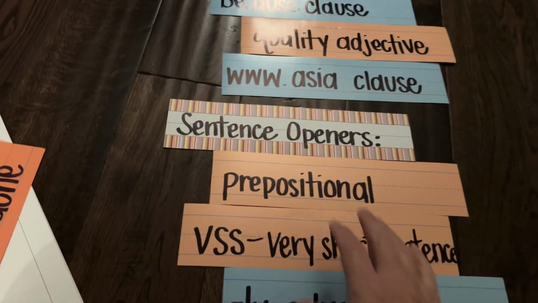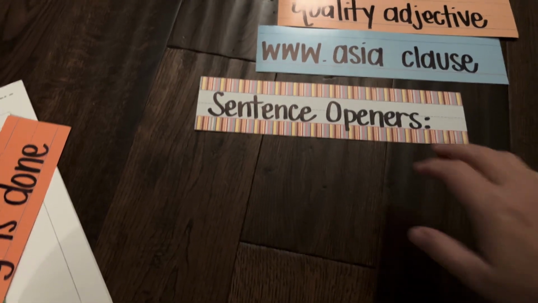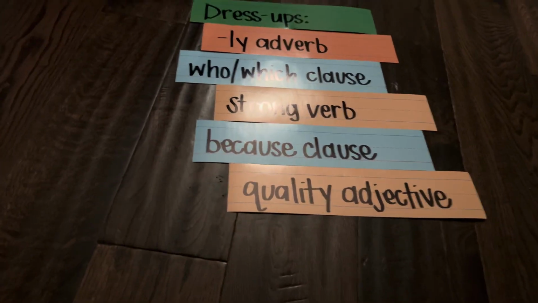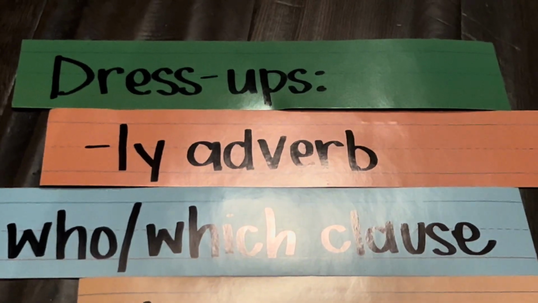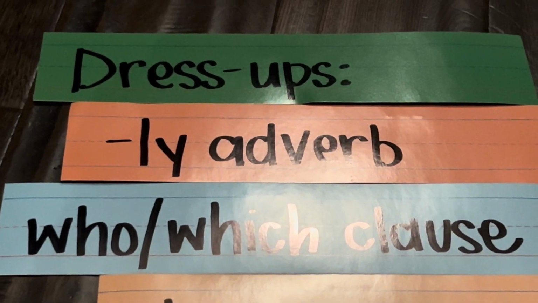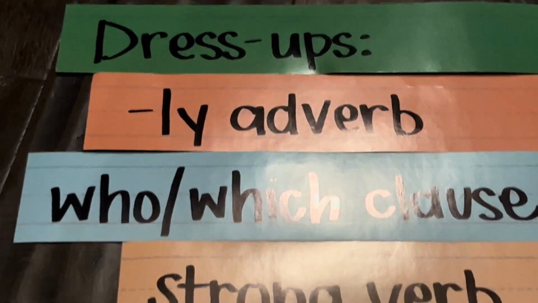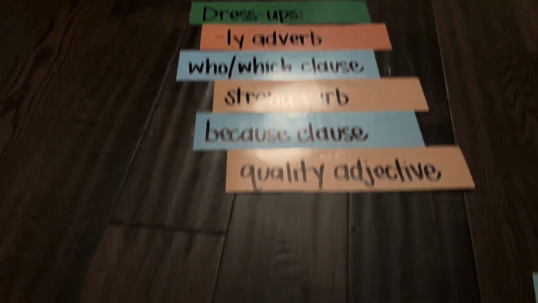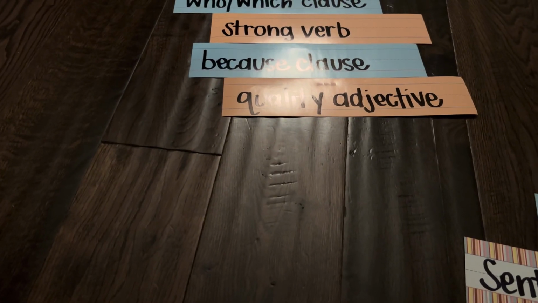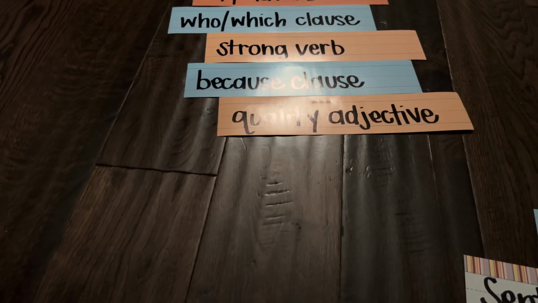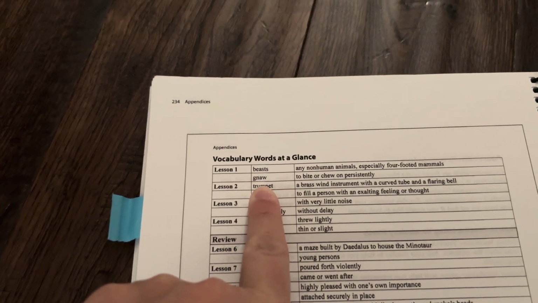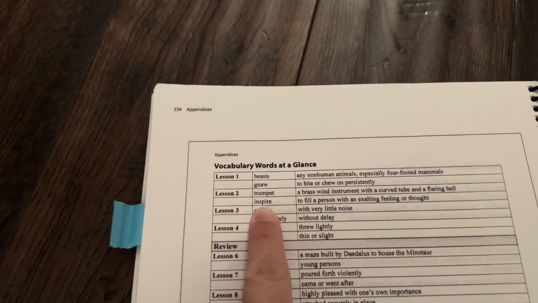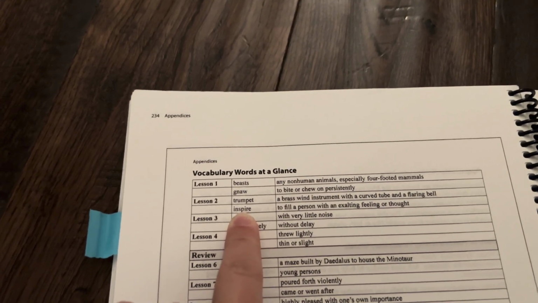So this week, the only thing that we're working on is our ly adverb. But in addition to that ly adverb, your students will also be putting in 2 vocabulary words. They'll either use the word beast, gnaw, trumpet, or inspire. So they must use one from previous weeks.